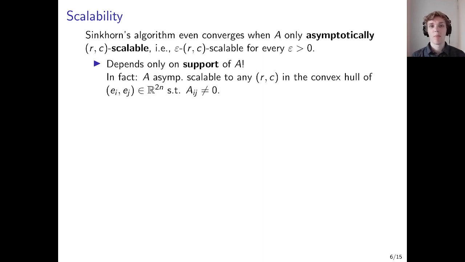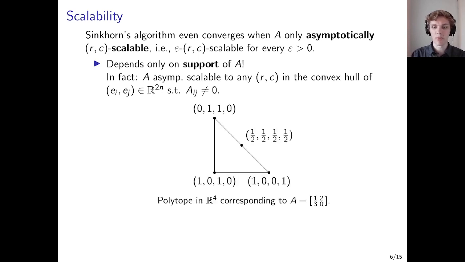It actually only depends on the support of A. This is very nice because the support of A is usually easier to describe. And in fact, A is asymptotically scalable to any R, C in the convex hull of the vectors e_i, e_j, such that a_ij is not equal to 0. So for any vector in the support, I add a vertex to a polytope, and any pair R, C which is in that polytope can be scaled to.